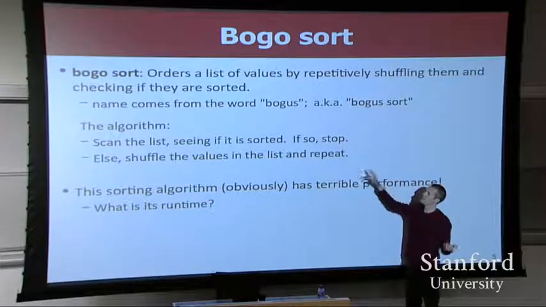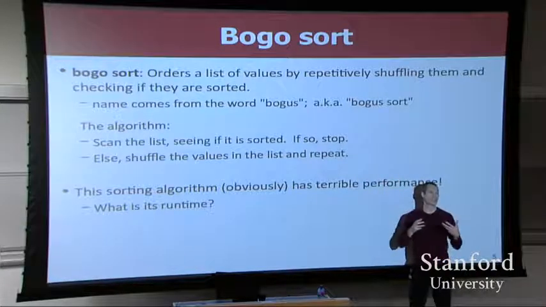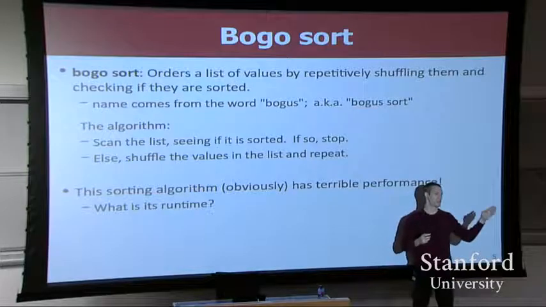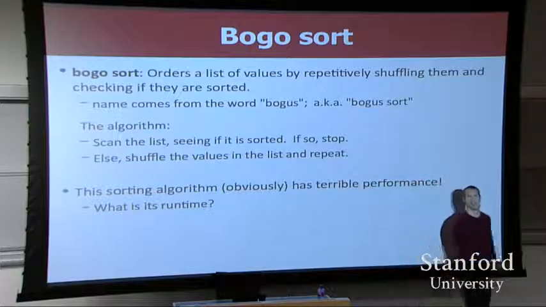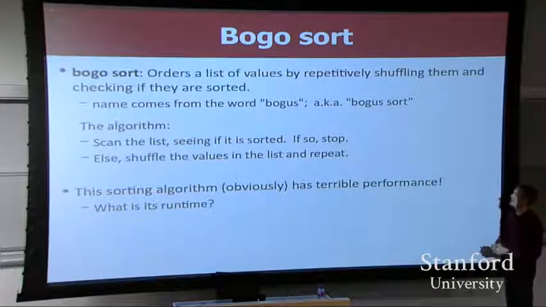Otherwise, if it's not sorted, shuffle them all up into a random order and then try again and see if they're sorted or not. And just keep doing that until the list is sorted. So it raises an interesting question. How long does it take?